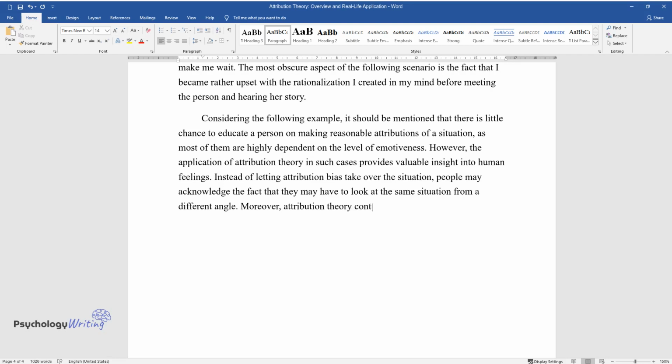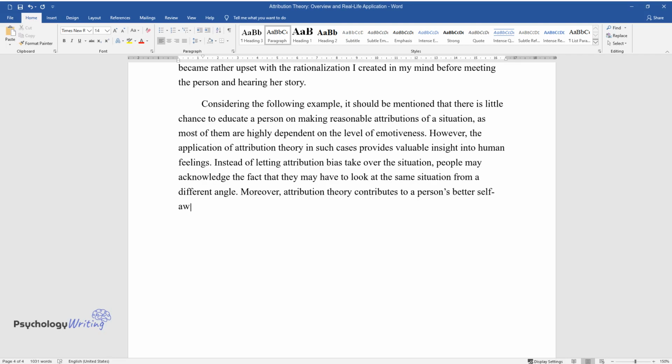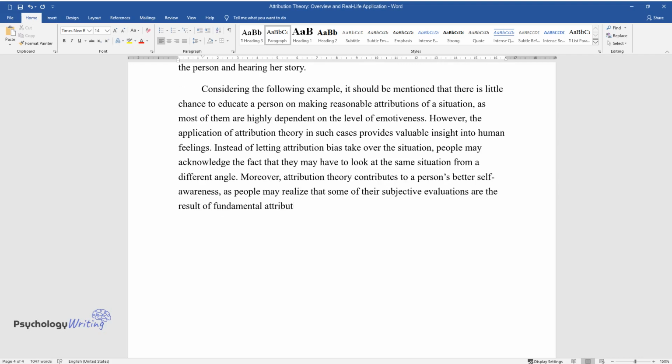Moreover, attribution theory contributes to a person's better self-awareness, as people may realize that some of their subjective evaluations are the result of fundamental attribution errors.